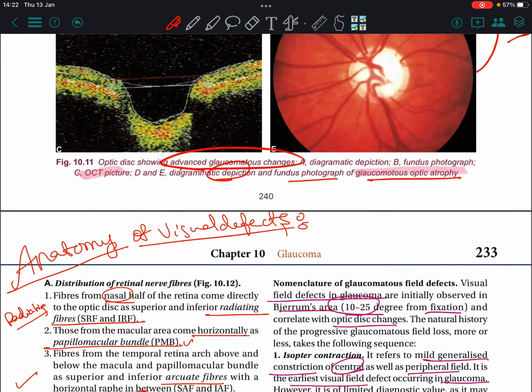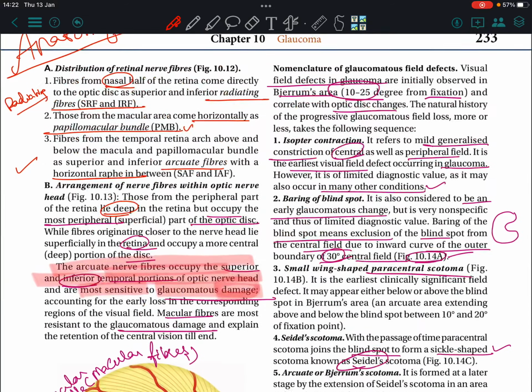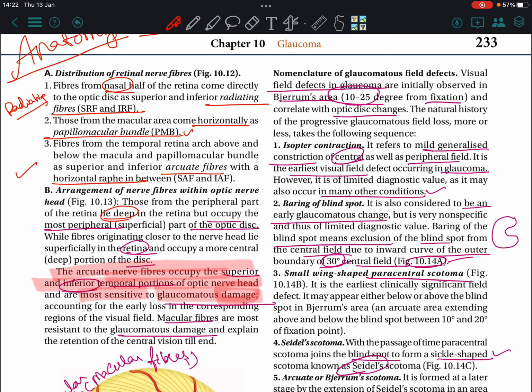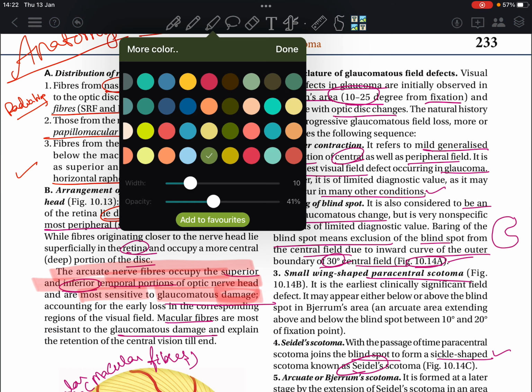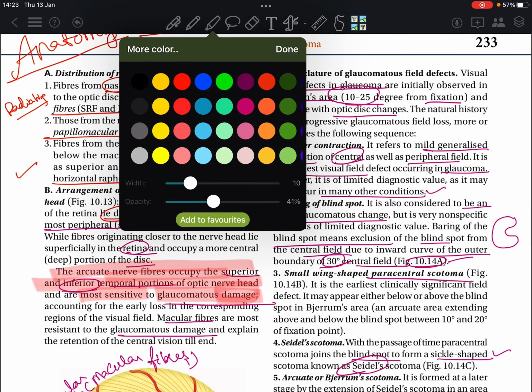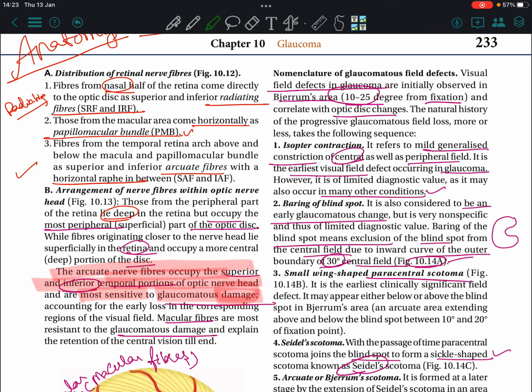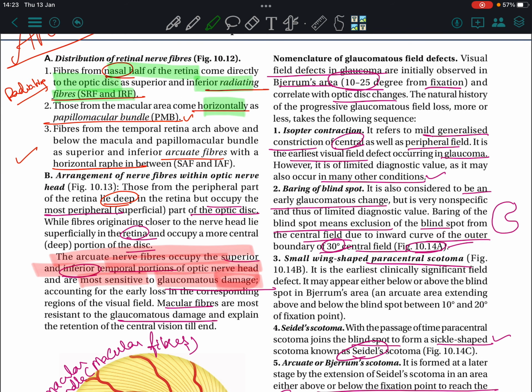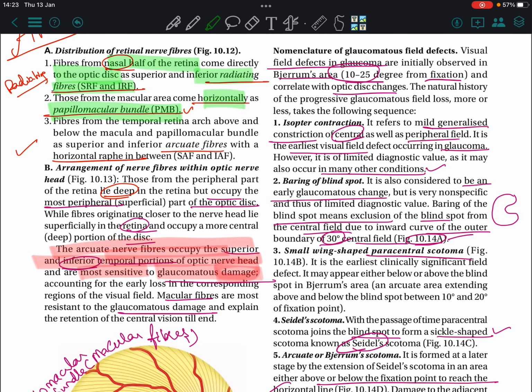Anatomy of visual field defects. A is distribution of retinal fibers. Fibers from the nasal half of the retina come directly to the optic disc as superior and inferior radiating fibers. Those from the macular area come horizontally as the papillomacular bundle. Fibers from the temporal retina arch above and below the macula and papillomacular bundle as superior and inferior arcuate fibers, with a horizontal raphe in between.